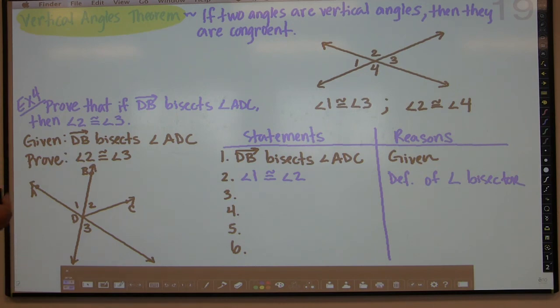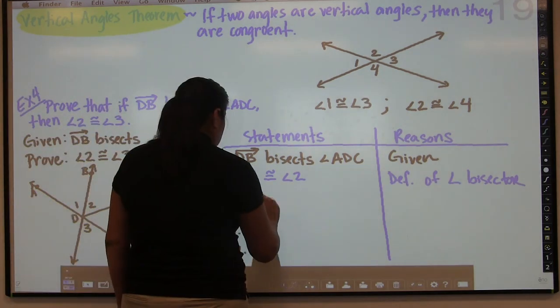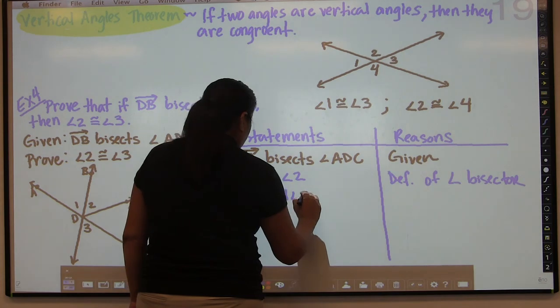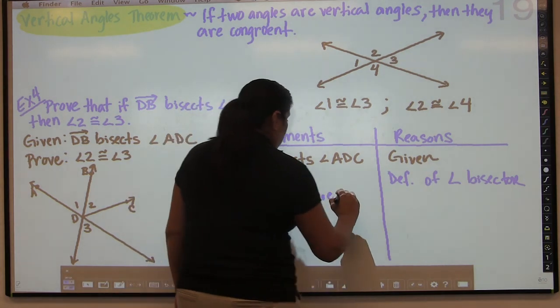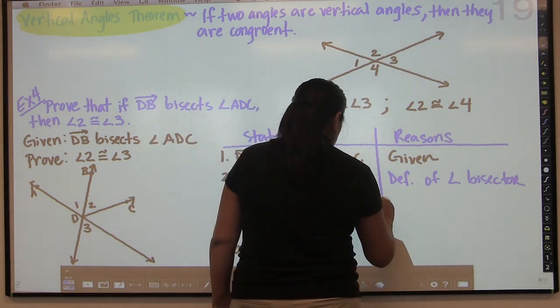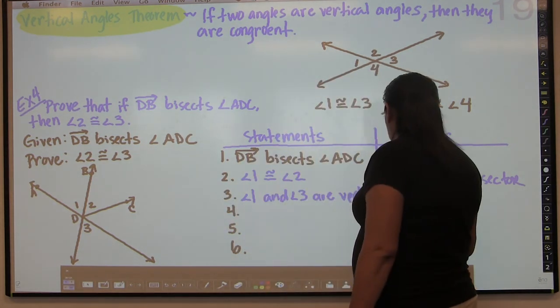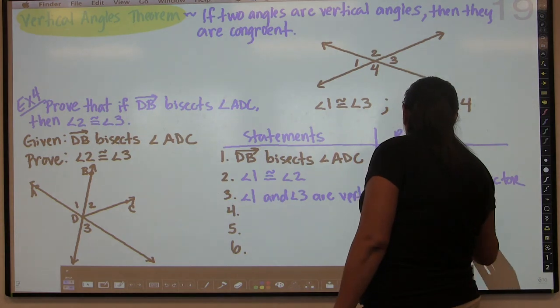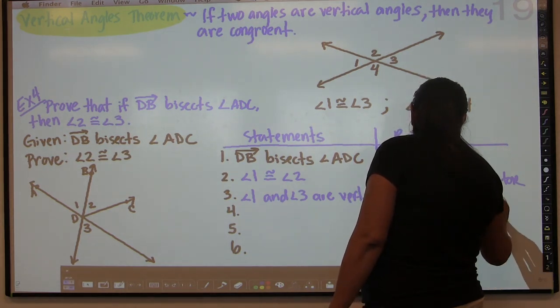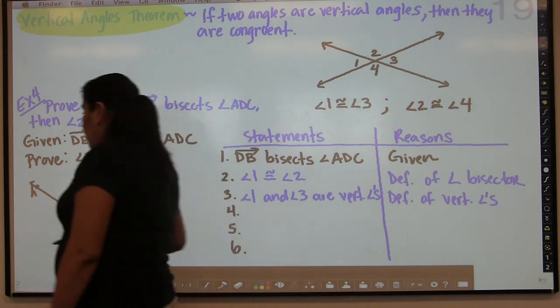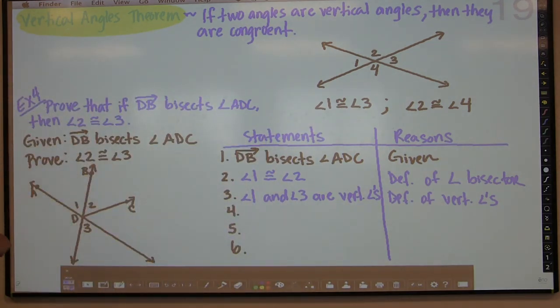Another thing that we can see from our diagram is that angle 1 and angle 3, these two angles, are vertical angles because they form an X. So angle 1 and angle 3 are vertical angles. All right? And that's by definition of vertical angles. I'm abbreviating as much as possible in the interest of time, but there we go. Angle 1 and angle 3 are vertical angles.